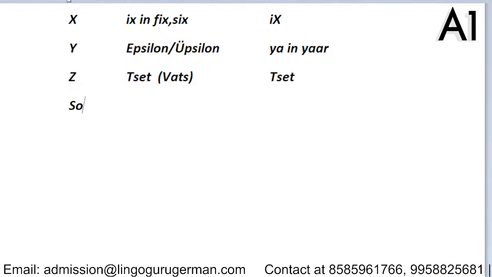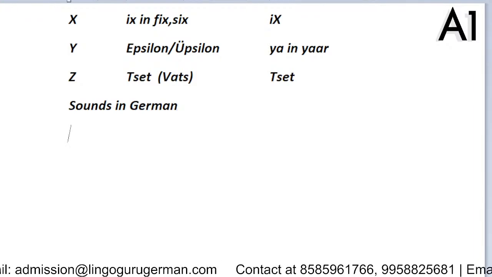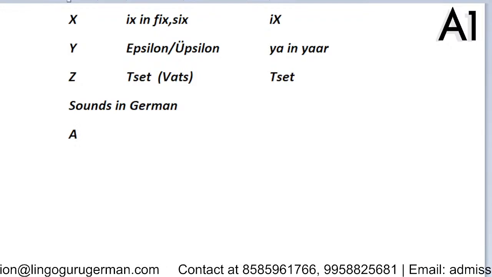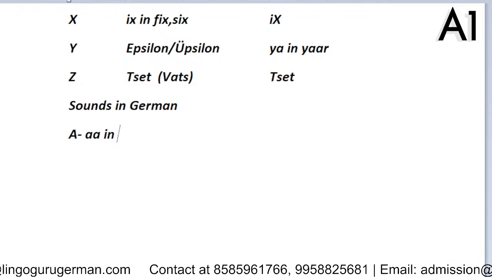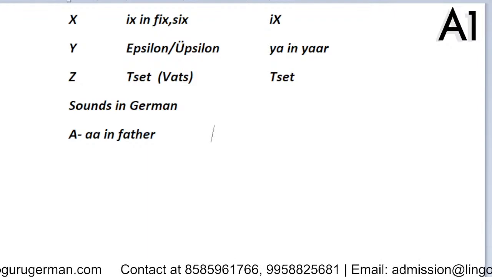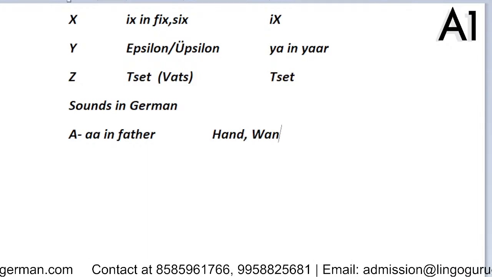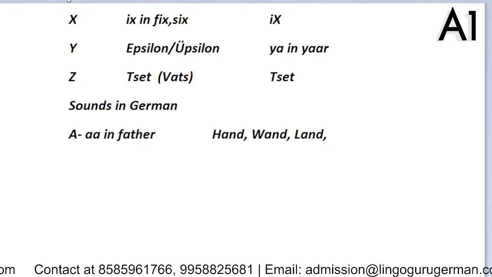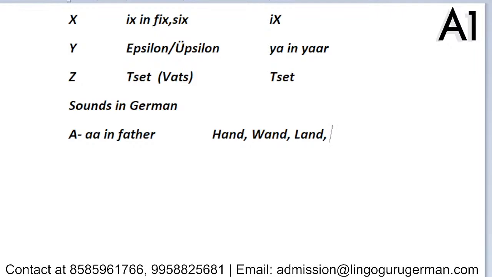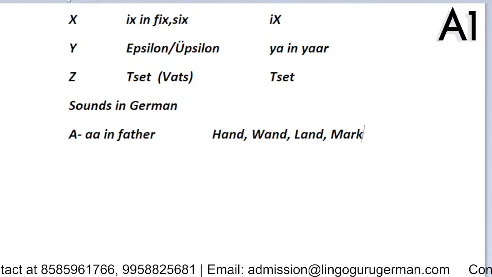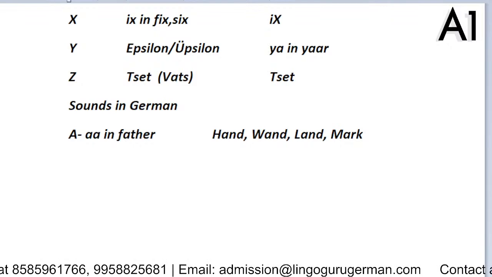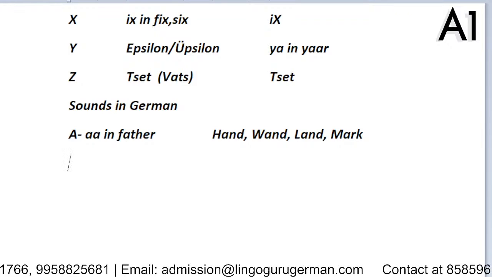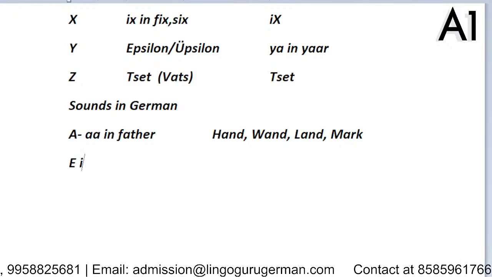Now, we have some sounds. First, the sound of vowel A. This is A in father. A few examples we have: hand, wand, land. Mark, A. Always A sound, the same sound which we have in Hindi.